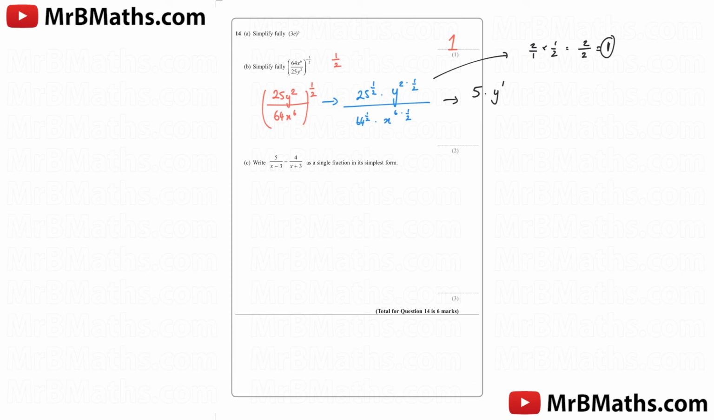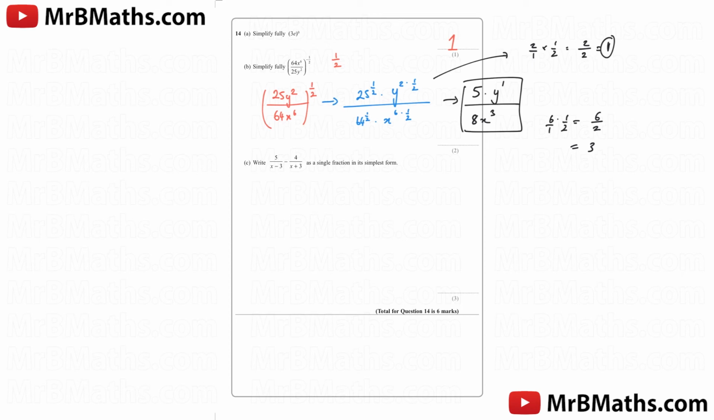So 5 times y over square root of 64 being 8. So we have 8. And then same thing going on here with the fractions. We'd have x to the 6, so 6 times a half. Well, that's 6 over 1, so you'd end up with 6 over 2, which means we'd have to the power 3. Therefore, it would be x to the power 3. And this would be your final answer.